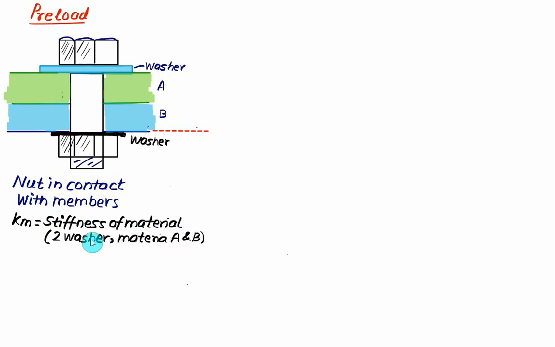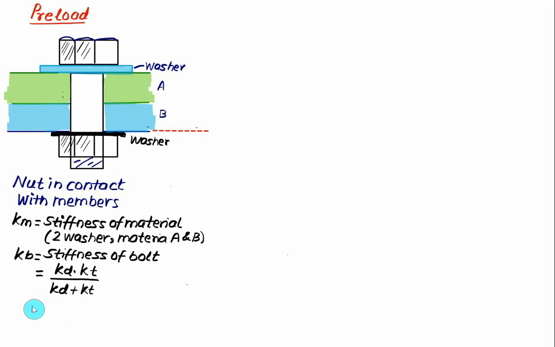Km represents the stiffness of the material, which includes the top washer plus bottom washer plus material A and material B. And let's say Kb is the stiffness of the bolt. So Kb represents the stiffness of the bolt, which is the stiffness of the unthreaded part multiplied by the stiffness of the threaded part divided by the stiffness of the unthreaded part plus the stiffness of the threaded part.